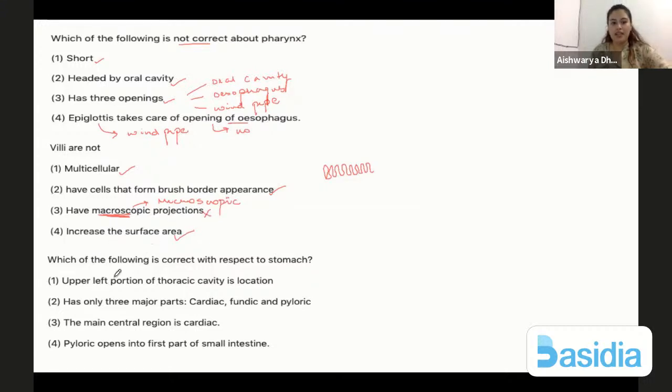Okay. Next, which of the following is correct with respect to the stomach? So correct portion we are talking about. Here we were usually talking about the incorrect one. This is the correct one.